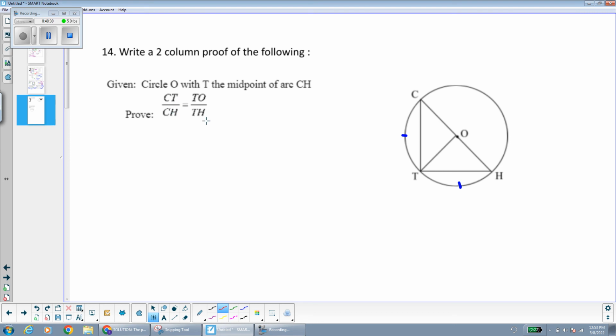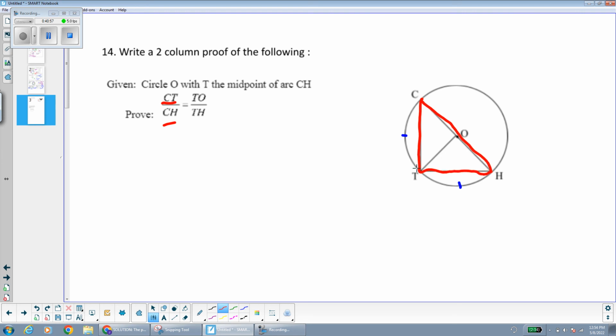So we're proving a proportion, and we know that the step right before we prove a proportion is to prove two triangles similar. Now we're going to take a look at the proportion to figure out what triangles here we're proving similar. So CT is right here. CH is connected to CT. Oops, I'm a bad highlighter, as I said many times.